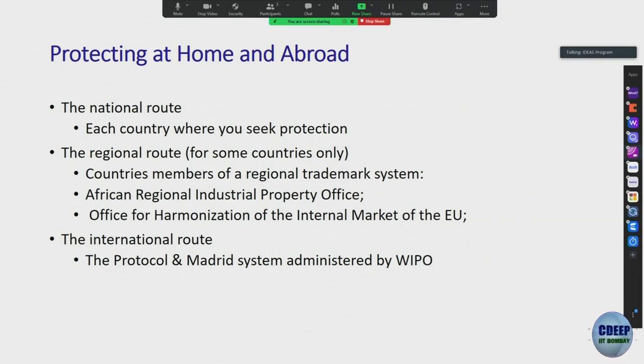Then there is an international route. There is an international agreement called the Madrid Agreement, which is administered by WIPO. You can get global protection for your trademark through it. There are certain formalities to be completed, and we are a signatory to the Madrid system. We became a signatory only some 6-7 years ago. So whatever trademark is registered in India can now be protected globally.